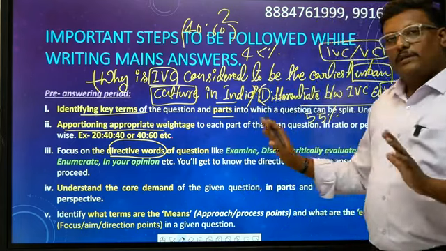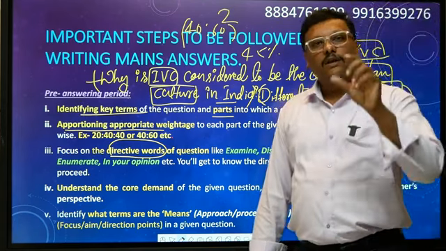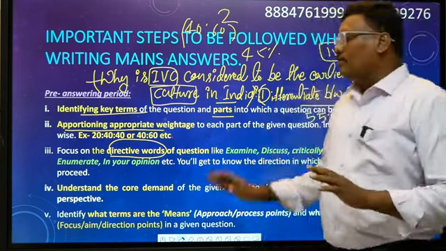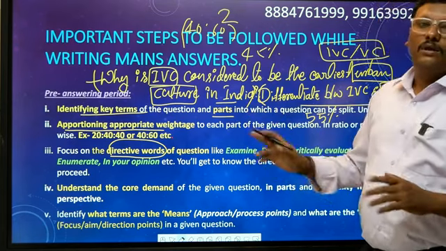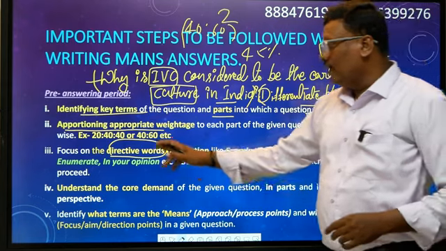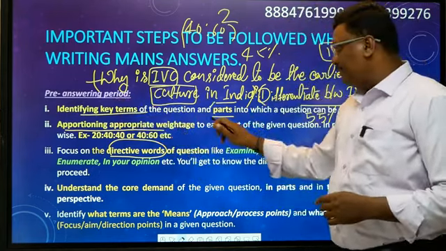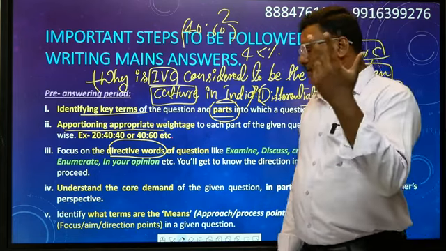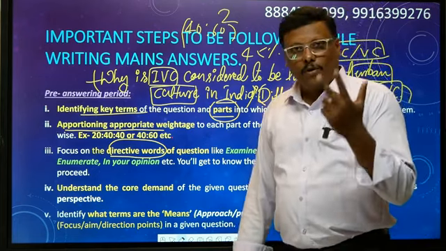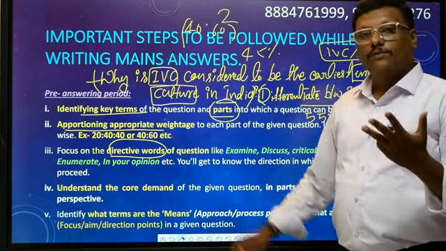So once you understand this directive, it will be easy for you to actually devise a structure in such a way that it is going to address the demand of the question and the demand of the directive words. So next, you need to follow a directive word, identify the key terms, right? Identify the subparts. Third, focus on providing appropriate weightage to each and every subpart. 4th, focusing on the directive words.